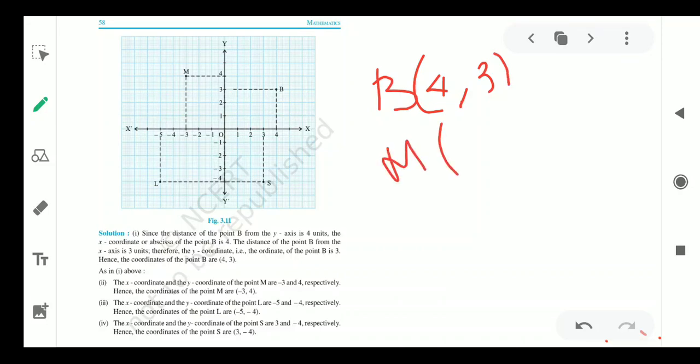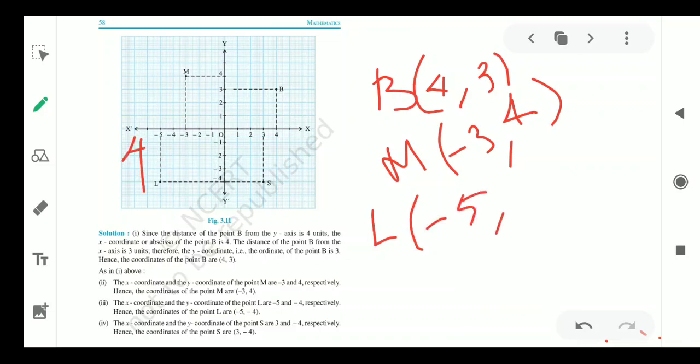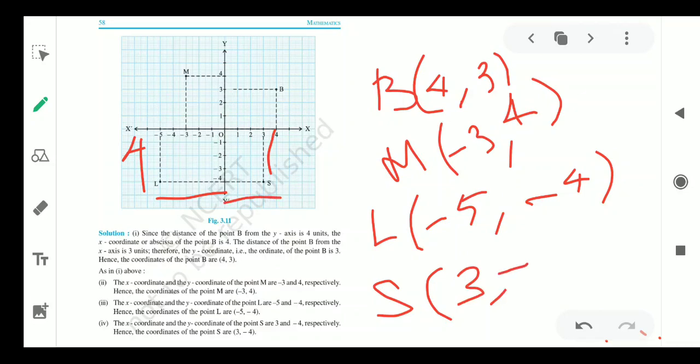And what is the point M? Point M means this is -3. First the x coordinate -3, and next the y coordinate 4. In the same way, what is L? First we write the x coordinate, which is -5, and the y coordinate is -4. Then what is the point S? The x coordinate is 3 and the y coordinate is -4. Like this we will write all the points.